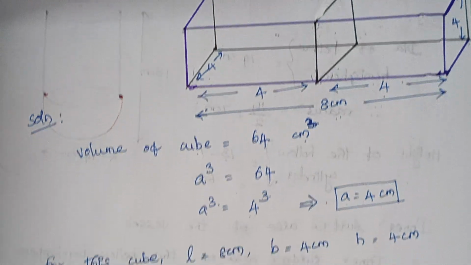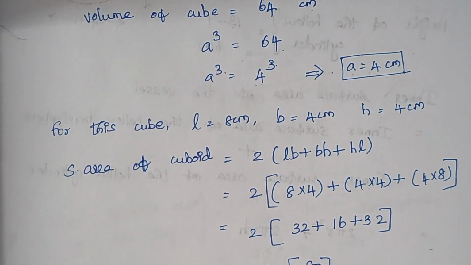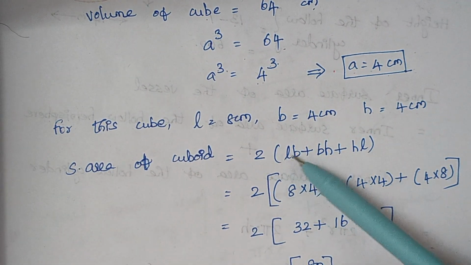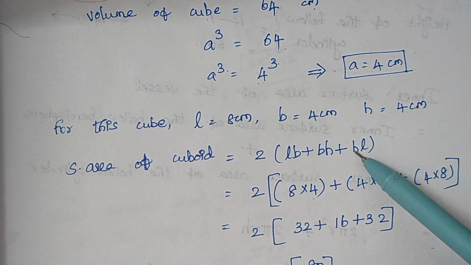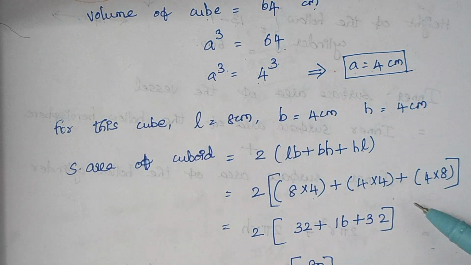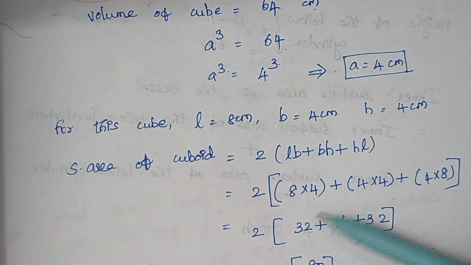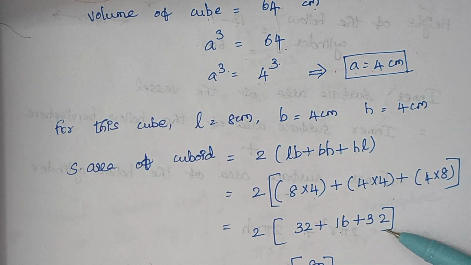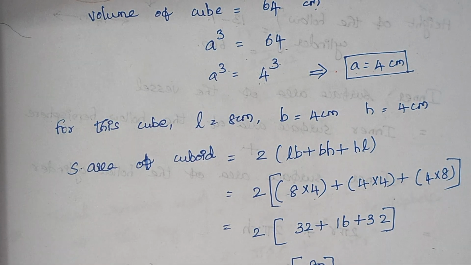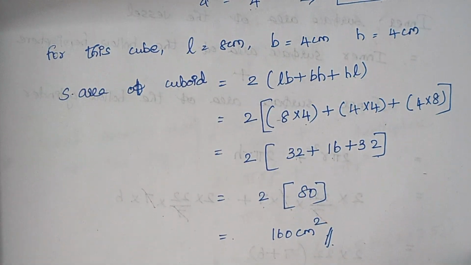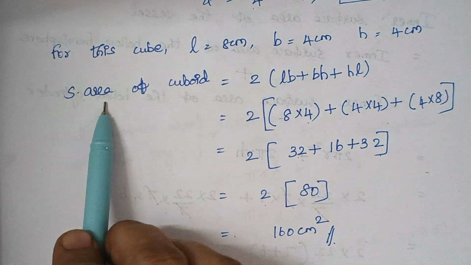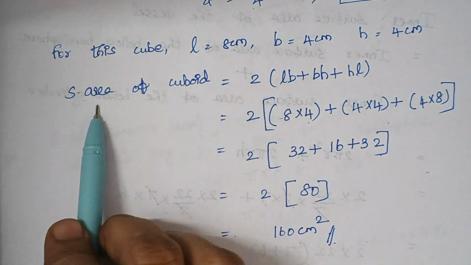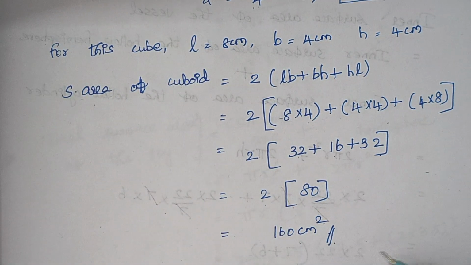Therefore, just substitute the values over here. L is 8 and B is 4. So 8 into 4 plus 4 into 4 and again H into L, so 4 into 8. 8 fours are 32, 4 fours are 16, and 8 fours are again 32. Finally, when you add and simplify, we end up with the answer as 160 centimeter square, because it is area. Whenever you come across the word area, the unit should be in the form of square.